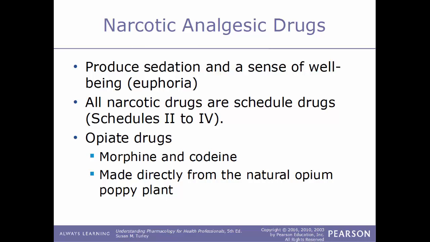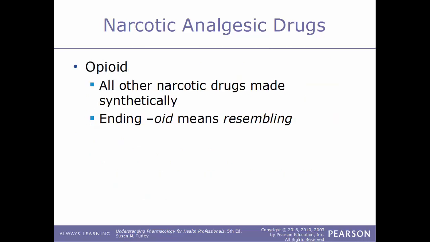An example of a narcotic analgesic drug would be opiate drugs. These would include such things as morphine and codeine, and these are made directly from the natural opium poppy plant. And some narcotics can be made synthetically, and they're called opioids, and the suffix "-oid" means resembling, literally translating to resembling opium. These are synthetically made drugs that resemble opium drugs.